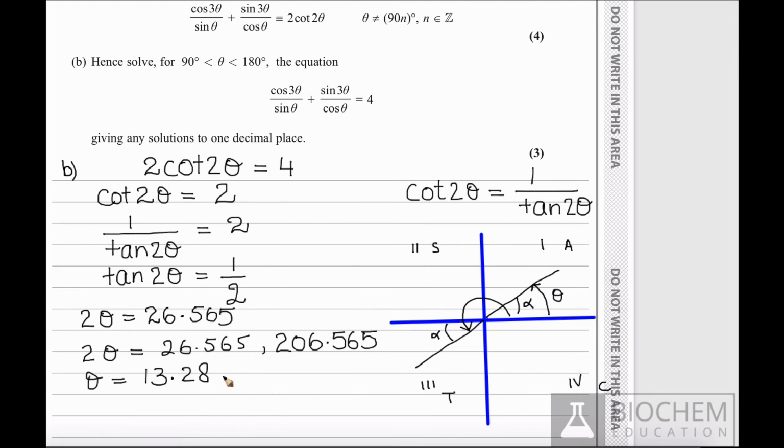Now we can divide both of our angles by 2, and theta will therefore come out to be 13.28. And when 206.565 is divided by 2, it gives you an answer of 103.3 degrees. Now, as we know, we have to give the value of theta between 90 and 180. So we will discard the first answer. Theta equals 103.3 as our only answer.